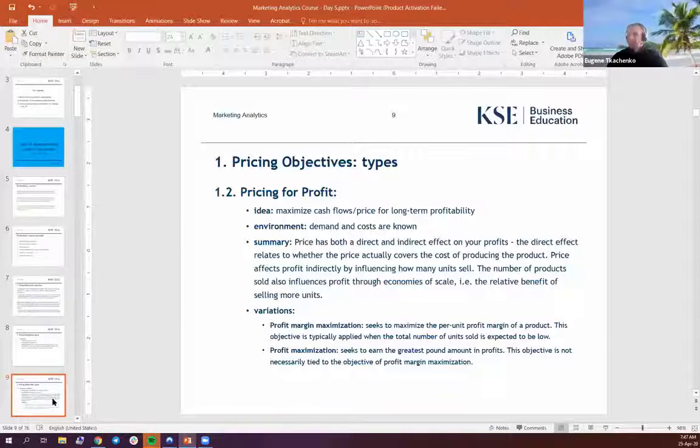So the direct effect in this case will be anything related to the price, which actually covers the cost of product production, and therefore the number of products sold also influences the profit through economies of scale. So for example, the relative benefit of selling more units. So you know that you need to sell a certain amount of units, but you are pretty flexible on how you can approach it. Because if we are talking about profit margin maximization, you are maximizing the per unit profit margin of a product. So how can you do it?